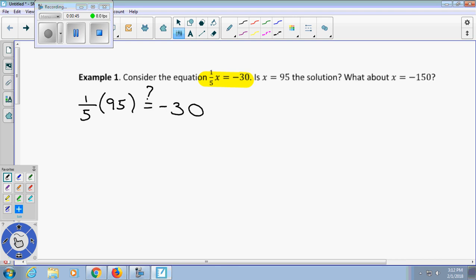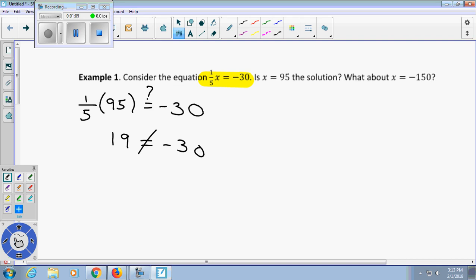So the only thing to do is simplify the left-hand side. So that's 95 divided by 5. That's 19. Does that equal negative 30? And of course the answer is no. I knew it wasn't going to work because 95 was positive, the other side is negative. But this is one approach to take, is to guess what the answer is and go from there.